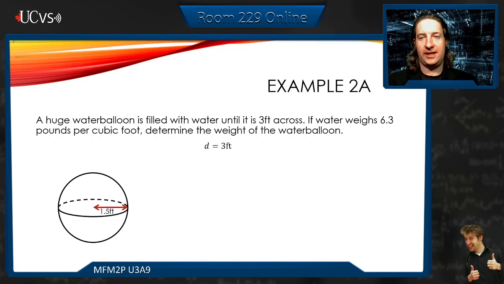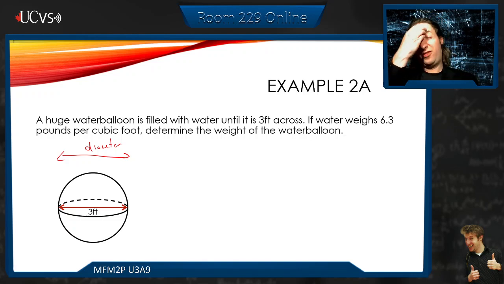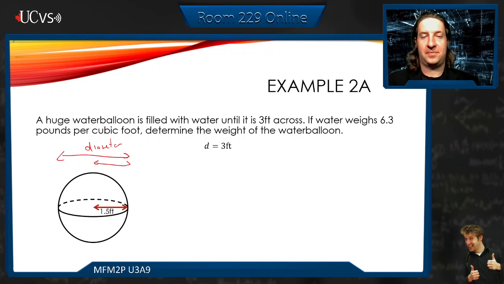And the tricky thing here is it doesn't give us the radius. It only gives us the diameter. Remember, diameter is this length across here. But our formula is 4/3 pi r cubed, which has an r in it, which is the radius. So we need the radius, which is going to be half the diameter. So if my diameter is 3 feet, my radius is going to be 1.5 feet.